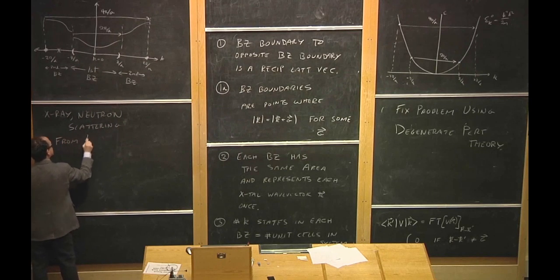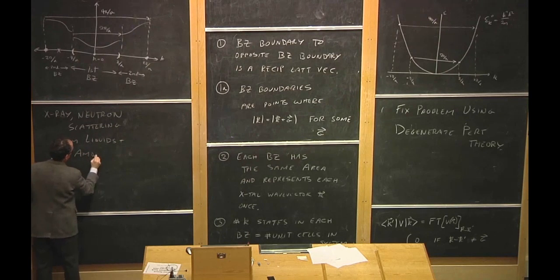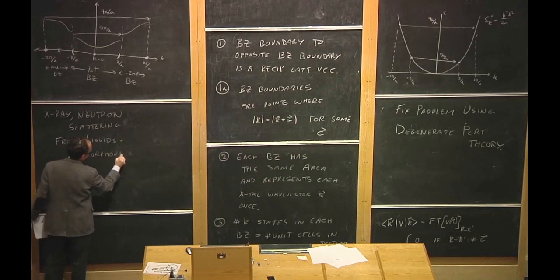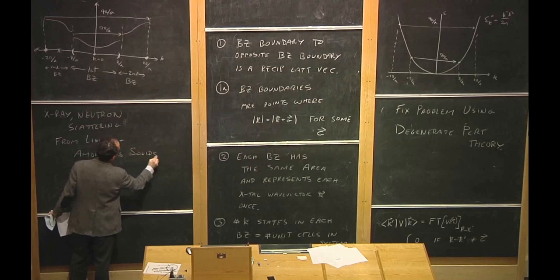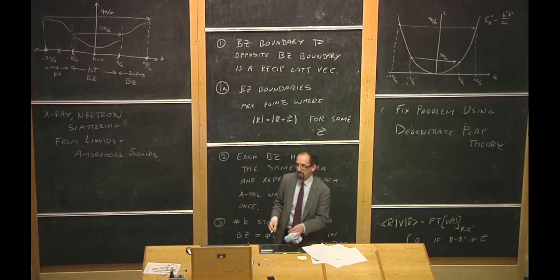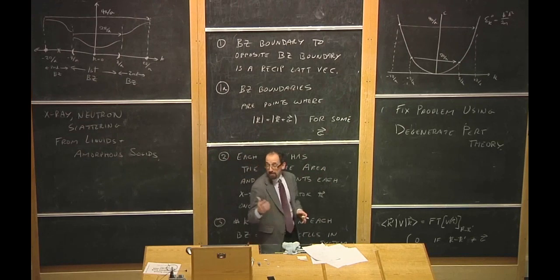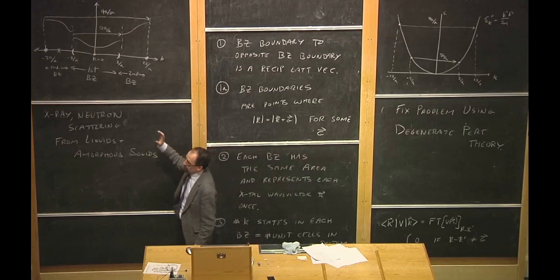Neutron scattering from liquids and amorphous solids. In liquids and amorphous solids, we do not have periodic structures. We do not have a periodic arrangement of atoms. But nonetheless, you get a lot of information out of the neutron and X-ray scattering.